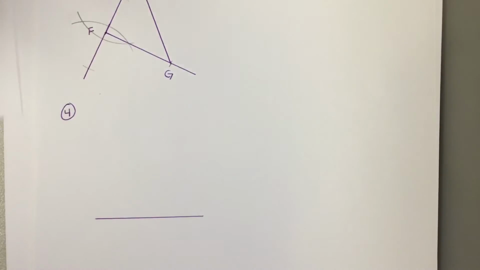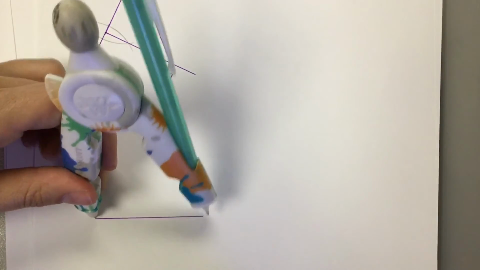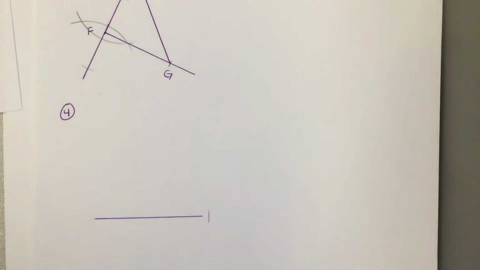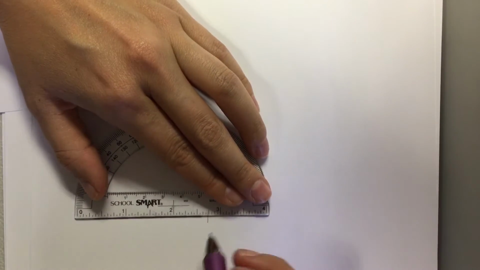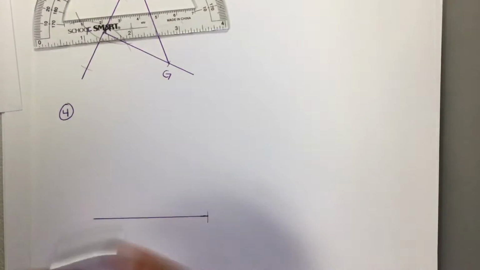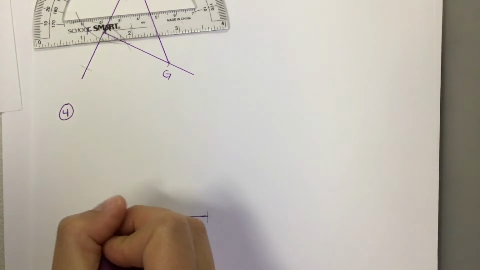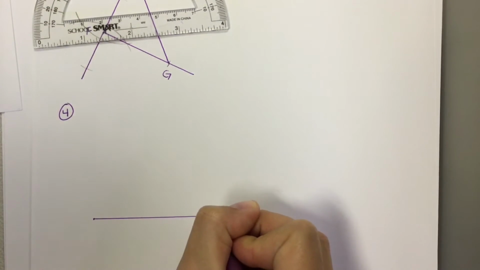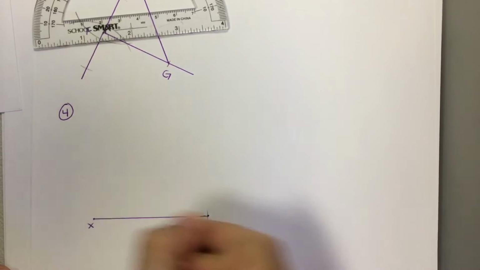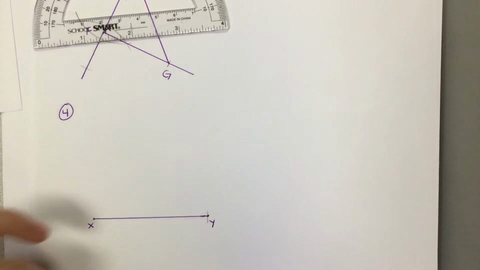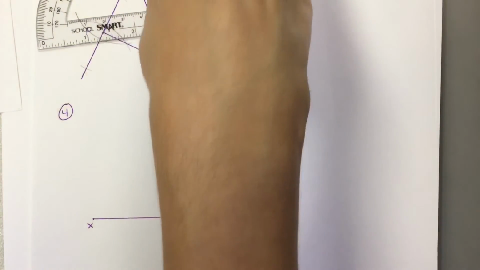And I'm going to copy that onto my segment. Need to make it a little bit longer. And we're going to label the first two vertices of my triangle. So at these 2 points right here, that's going to be X and Y. So now I have to figure out, where does point Z go?